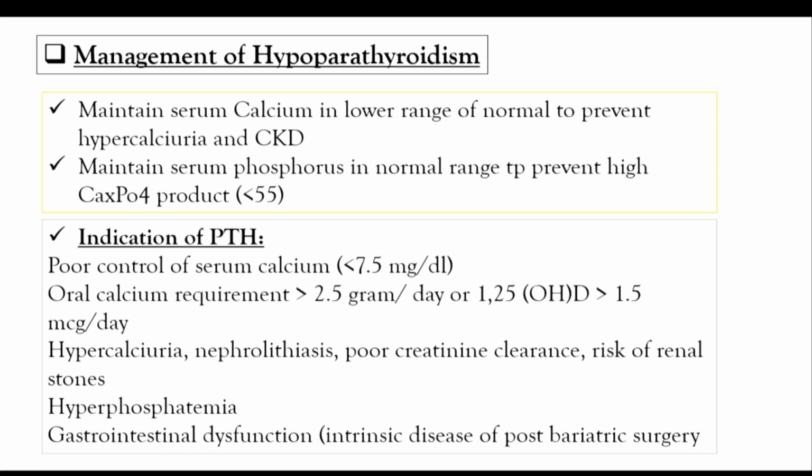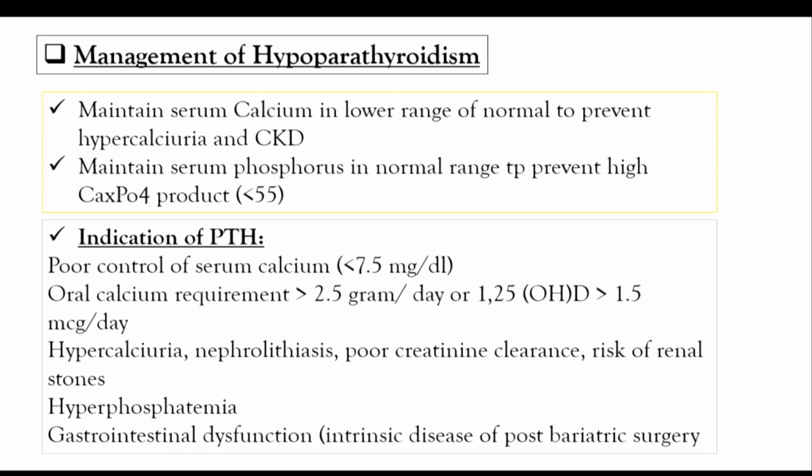And phosphorus is sometimes difficult to maintain in the lower range because phosphorus will be high, and if we give calcitriol, it will further increase phosphorus. So we advise a phosphorus restricted diet, and sometimes we need to give a phosphate binder also in such patients to maintain the calcium phosphorus product at less than 55. But sometimes there are difficult patients who cannot be controlled by medication alone, and they may require PTH. But it is a costly therapy and sometimes becomes impractical.